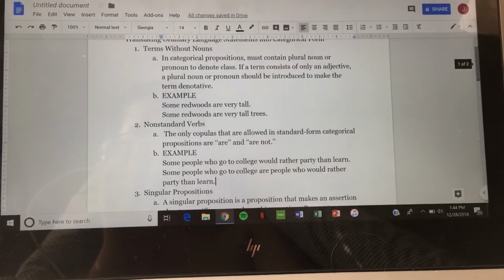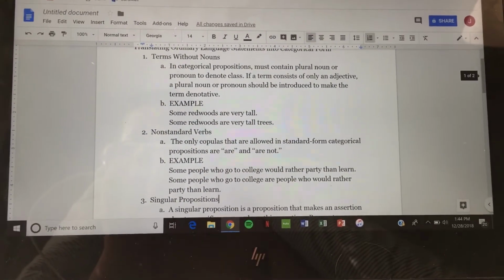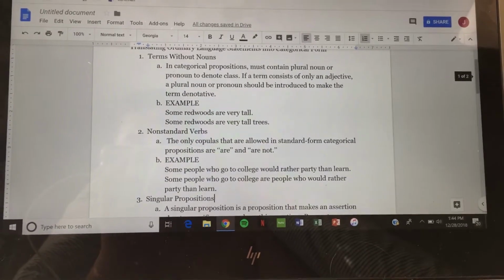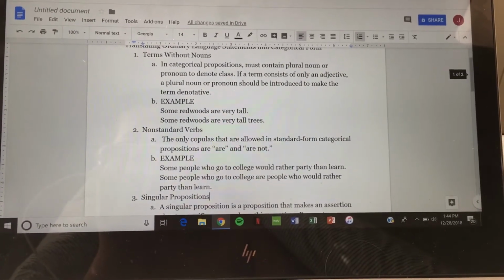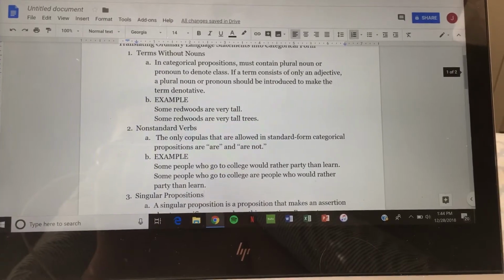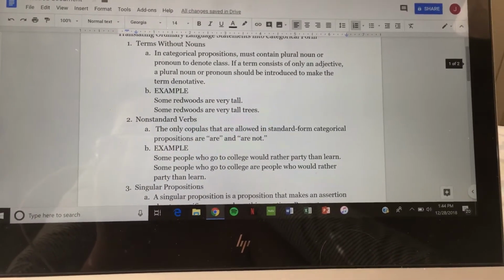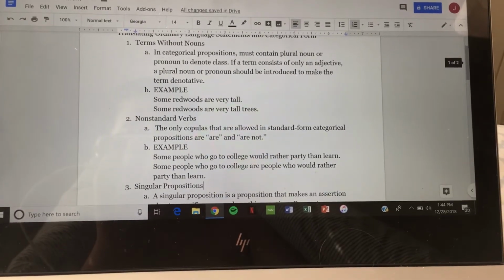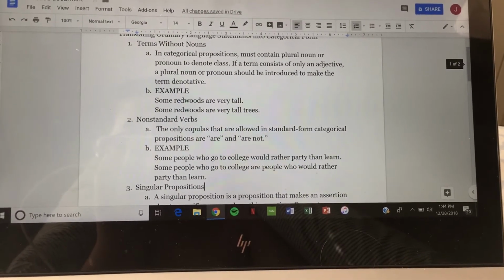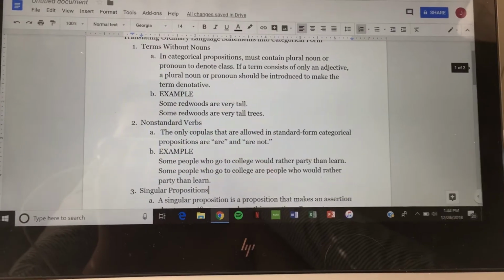Next, I have non-standard verbs. So the only copulas that are allowed in standard form categorical propositions are and are not. So in this example, I have some people who go to college would rather party than learn. And then you could change it to some people who go to college are people who would rather party than learn.